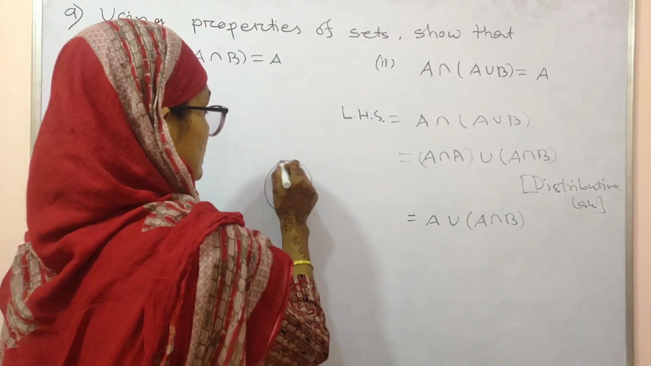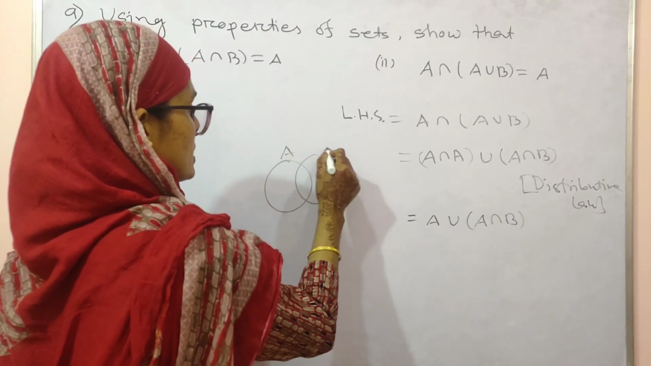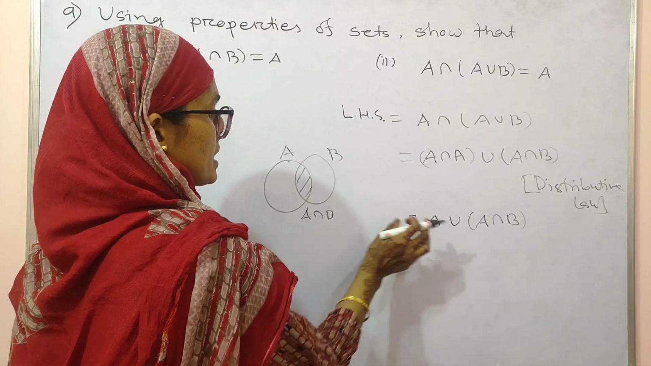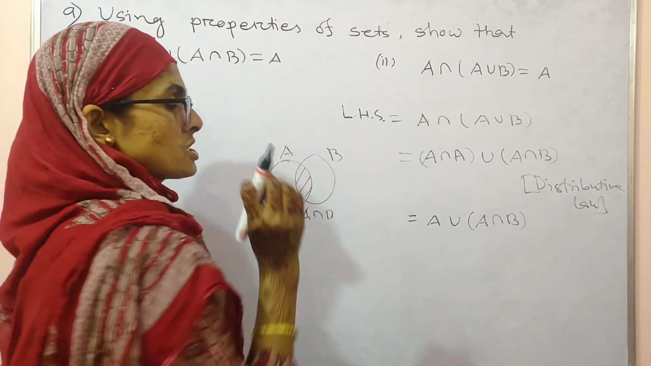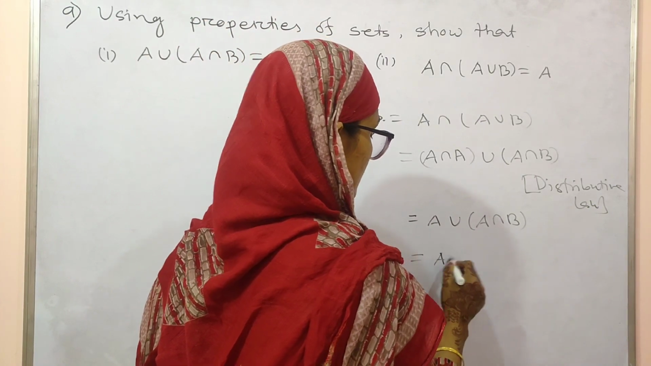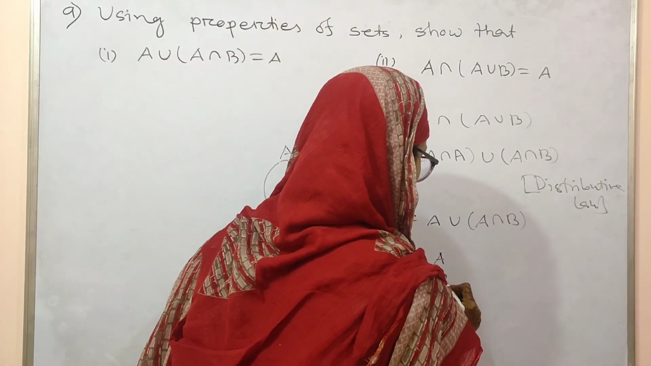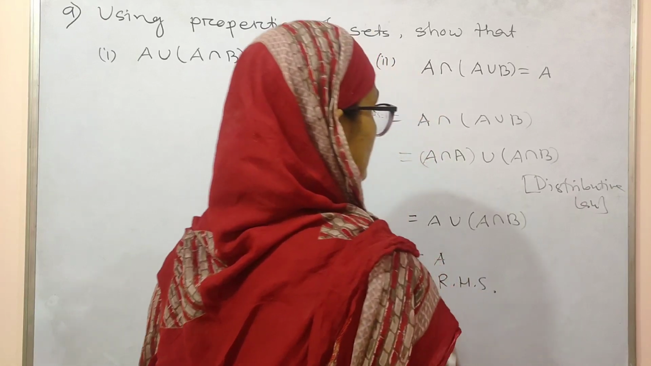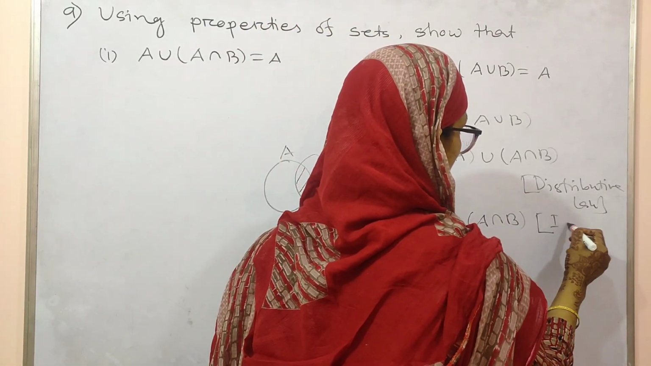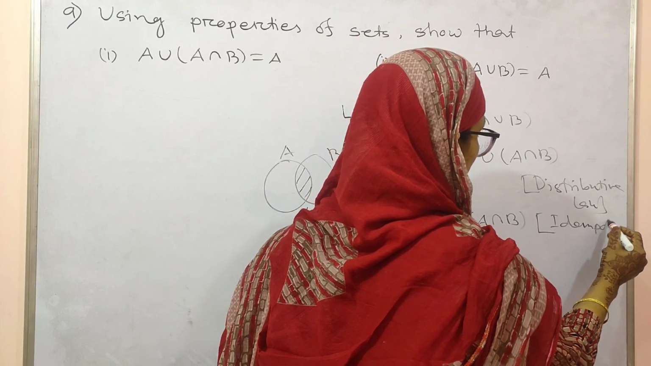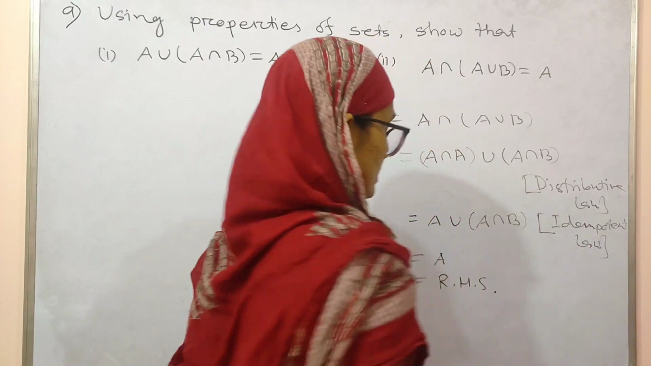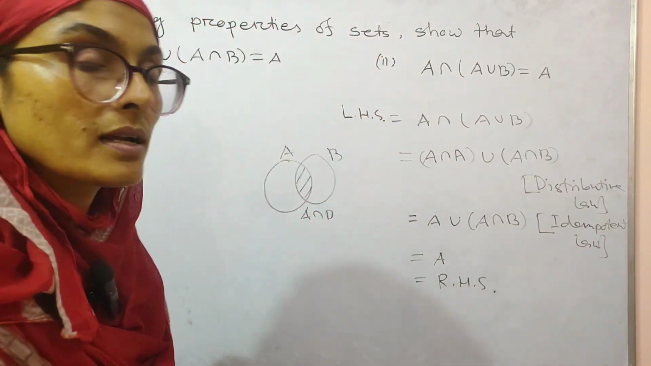So draw a Venn diagram. Say this one A, this one B. The middle portion is A intersection B. Here A union (A intersection B) means A. You can write here A equals the right hand side. Here you can write idempotent law. So proof 2 is over.